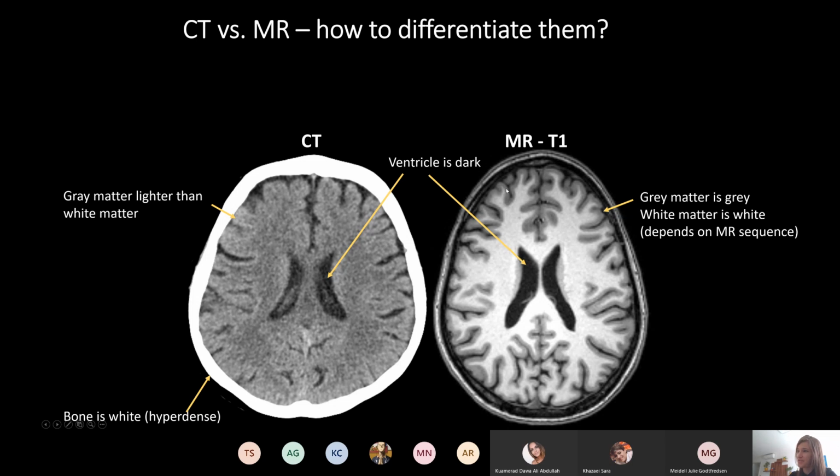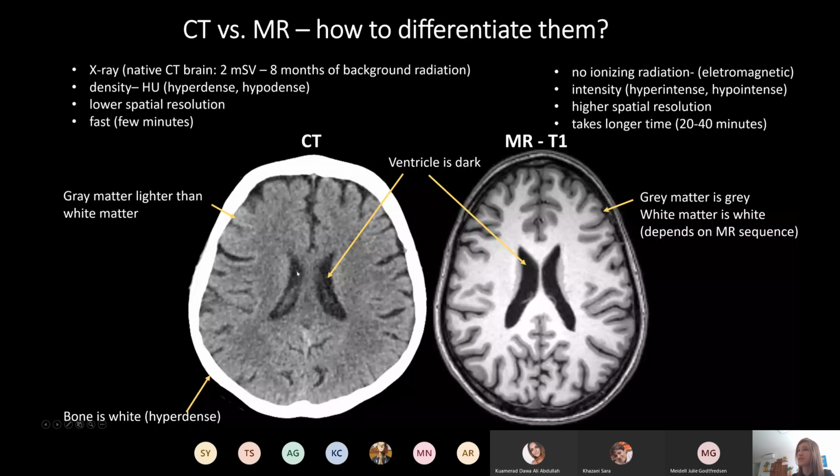In a T1 weighted MR sequence, the ventricles are dark, and on the CT as well. And on the T1 weighted MR sequence, the gray matter is gray and the white matter is white, like normally. And on the other hand, on the CT, the gray matter is lighter than the white matter here. And then, that's the major difference. What are the other differences between these two modalities?